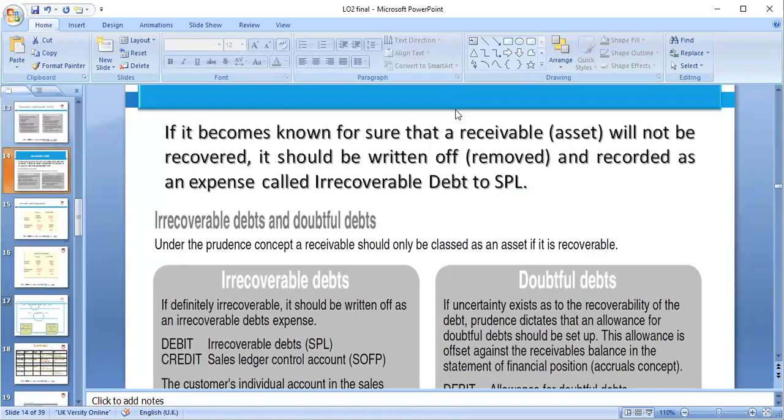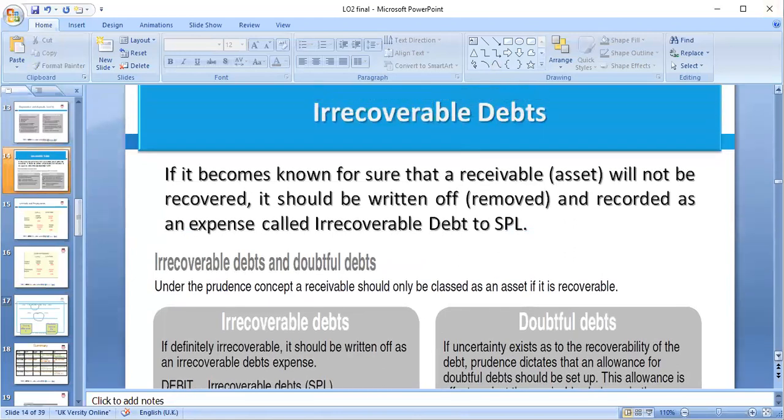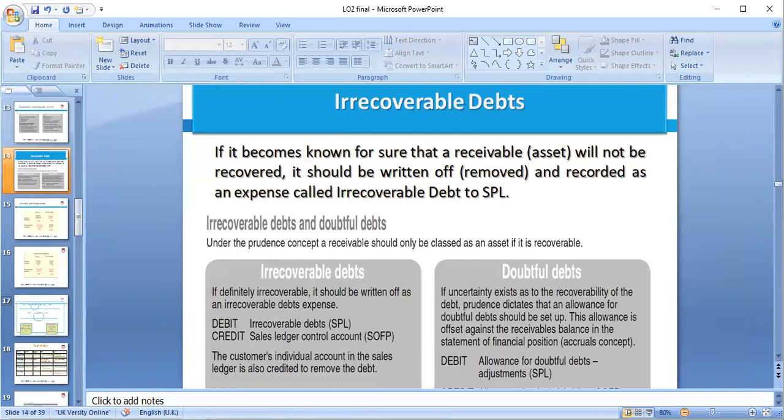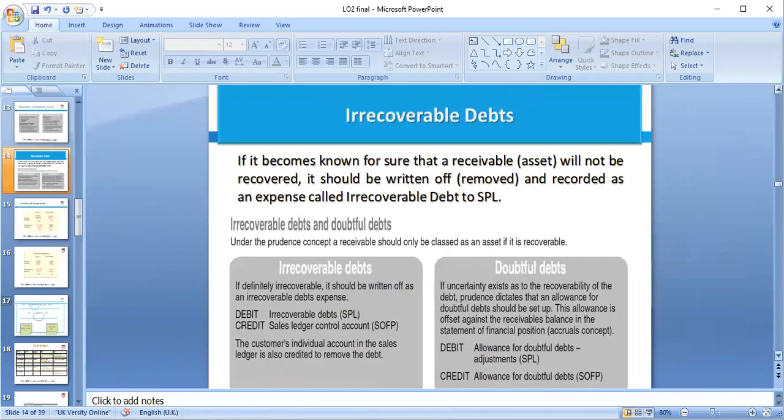Okay, so next we are looking at irrecoverable debt. Irrecoverable means the money we can't recover. It becomes known as assured that the receivable will not be recovered. So we can write off these bad debts. Bad debts means you gave credit to the customer, and the customer doesn't have the ability to afford to pay it back.